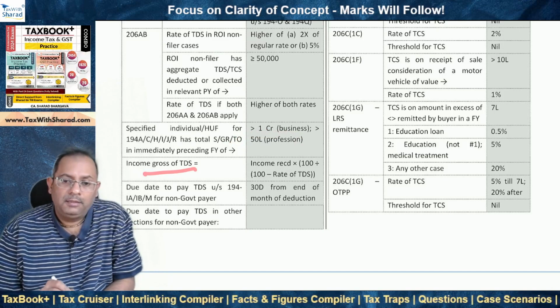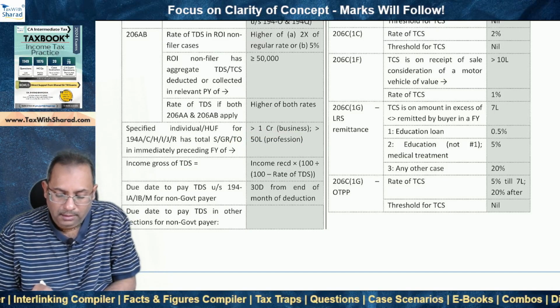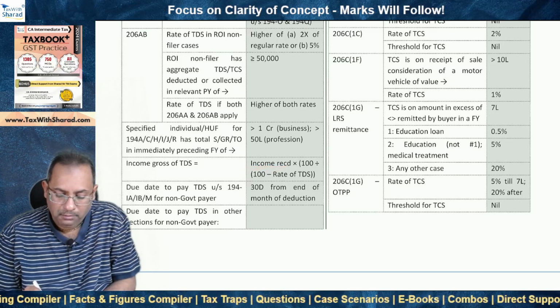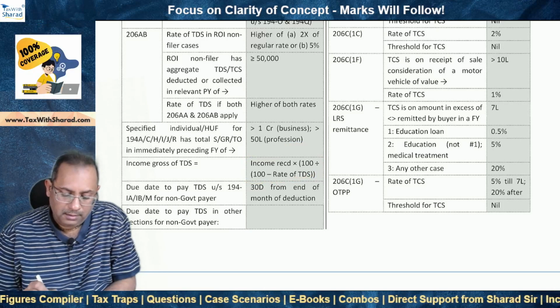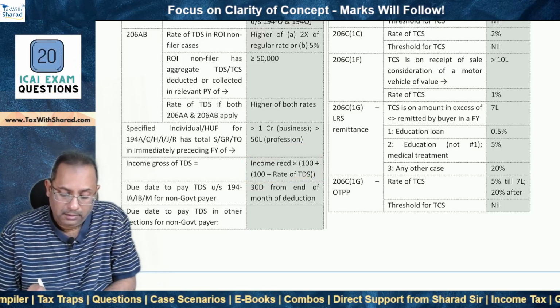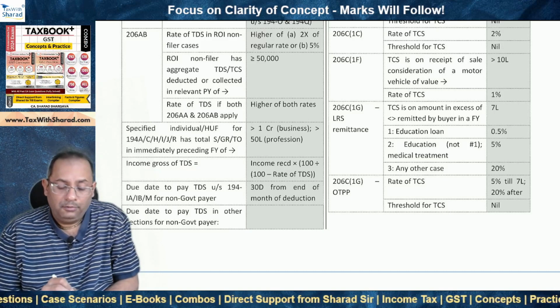Income gross of TDS is included in the total income, and this is actually calculated as income received multiplied by (100 divided by (100 minus rate of TDS)). So if the income is received net of TDS, this needs to be converted to income gross of TDS for inclusion in total income.